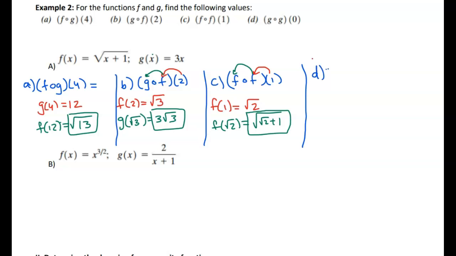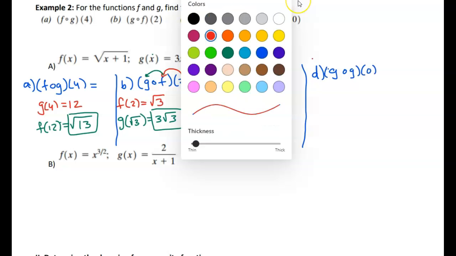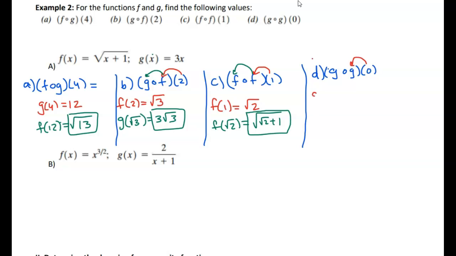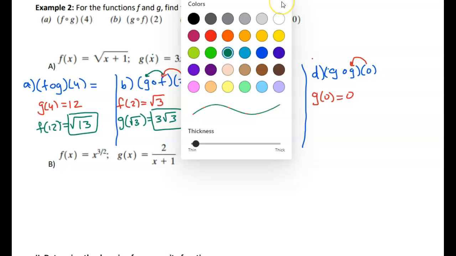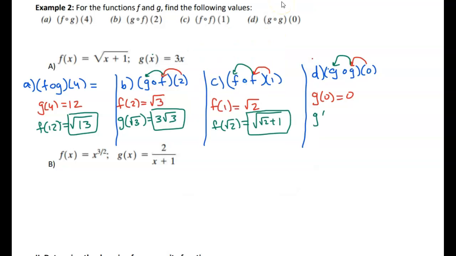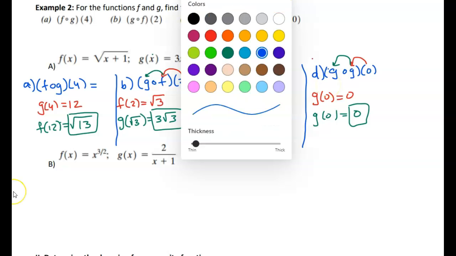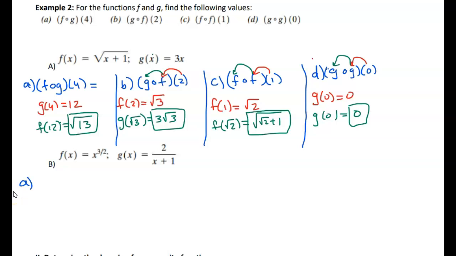Alright, so D, g of 0. So 0 into g is going to be 0. And then 0 into g again, that's going to be 0 again. Alright, the more you do them, the easier it's apparent what you have to do at each step. So let's do it again with these two new functions.